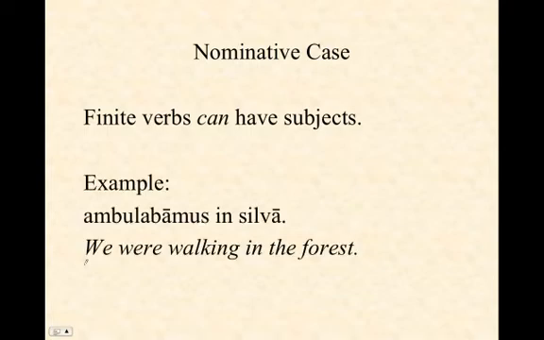Here's an example of a finite verb without a subject. Ambulabamus in silva. We were walking in the forest. Now, the English translation has a subject, we. But in Latin, you don't have to use the pronouns. We know this means we were walking simply because the verb ending all on its own, mus, means we were walking in the forest.